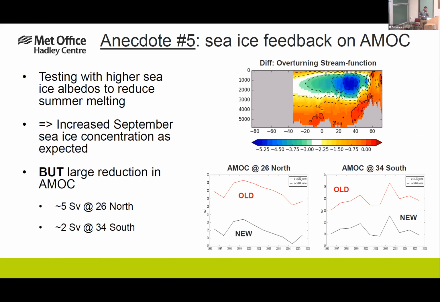So the AMOC is reduced by about 5 sverdrups in the North Atlantic. And the overturning streamfunction is reduced. So when you're trying to change your model, particularly the sea ice model, everything is interconnected, and you end up just going around in circles for basically the whole time.